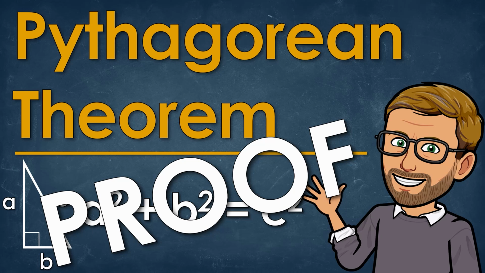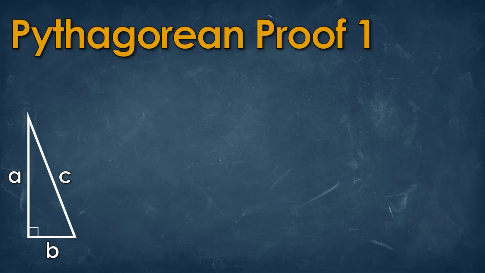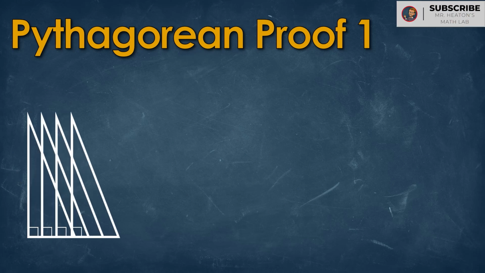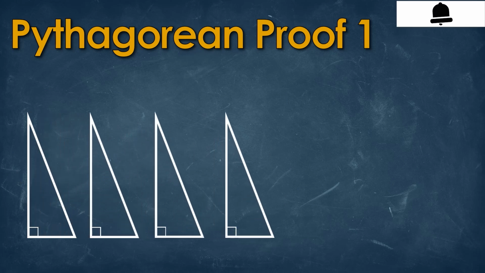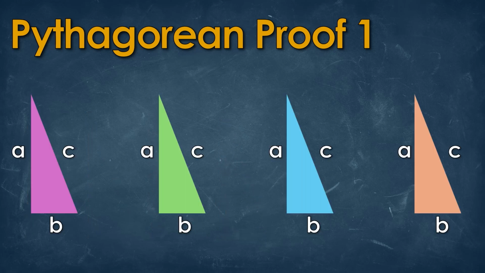In this video, we're going to use two different ways to solve the Pythagorean Theorem proof. So we're going to start by taking a look at a triangle with A, B, and C for the lengths. And we'll actually take a look at four triangles. Each triangle is the same length of A, B, and C. We'll color code it to make it a little bit easier to see.